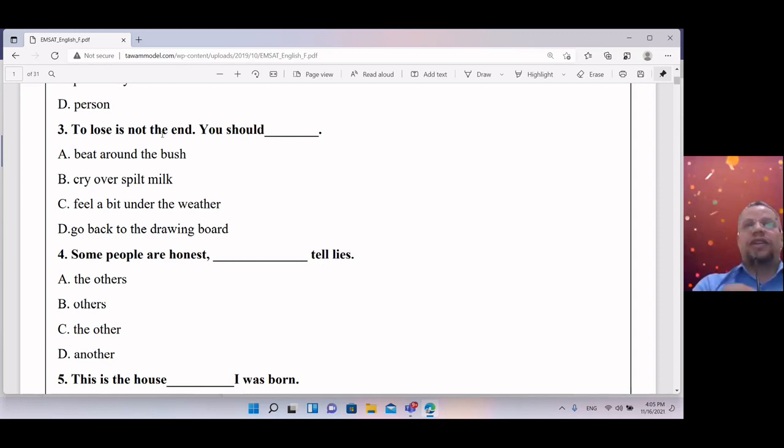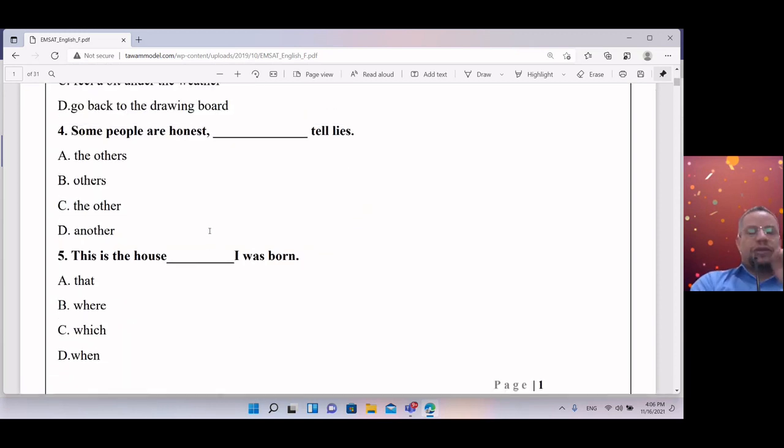When you lose something, you should what? You should rebuild yourself again. You should go back again. You should plan again, replan again. So the answer is something about planning or preparing yourself again, building yourself again. And this is the answer. Go back to the drawing board is the main answer and suitable for "you should". You should go back to the drawing board means you should plan again and prepare yourself for a new challenge.